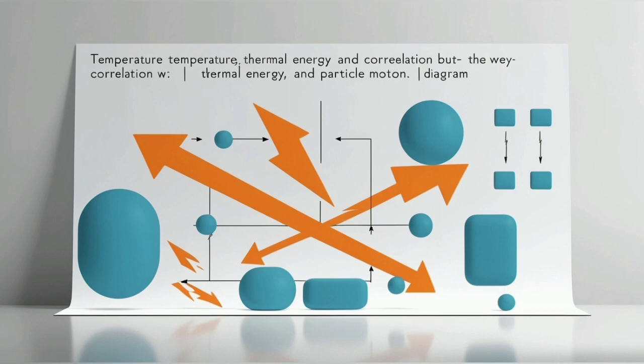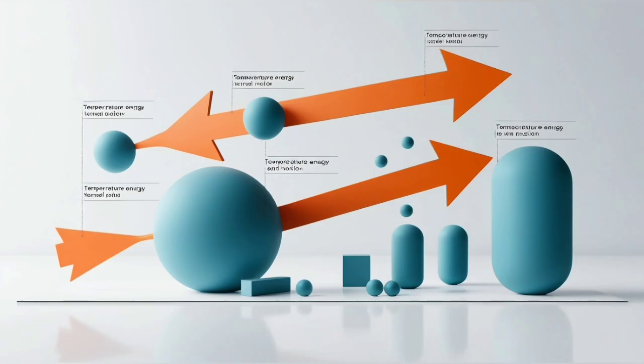Applications in everyday life. Understanding the relationship between temperature, thermal energy, and particle motion has practical applications in our daily lives. For example, cooking. We use heat to transfer energy to food, causing its particles to vibrate and move faster, leading to cooking. Heating and cooling. We use heating and cooling systems to control the temperature of our homes and workplaces, affecting the motion of air particles. Weather. Weather patterns are influenced by the transfer of heat energy between different parts of the Earth.